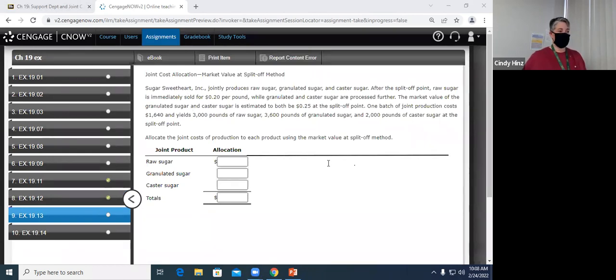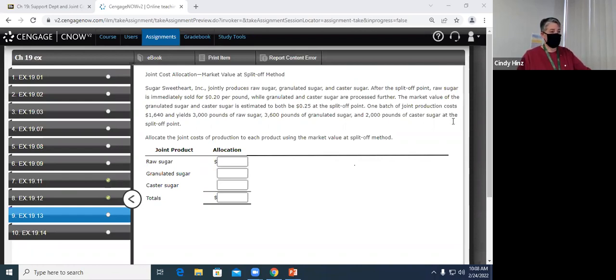Sugar Sweetheart Incorporated jointly produces raw sugar, granulated sugar, and castor sugar. If you're not familiar with the term castor sugar, it is similar to the concept of what we call confectioner's sugar. It is more highly blended, so it's finer, between regular sugar and confectioner's sugar. So it's finer than regular sugar, but not as fine as confectioner's sugar.